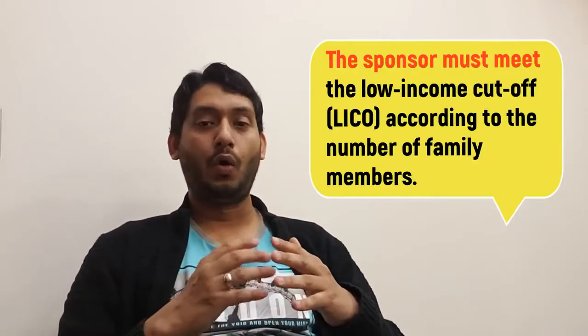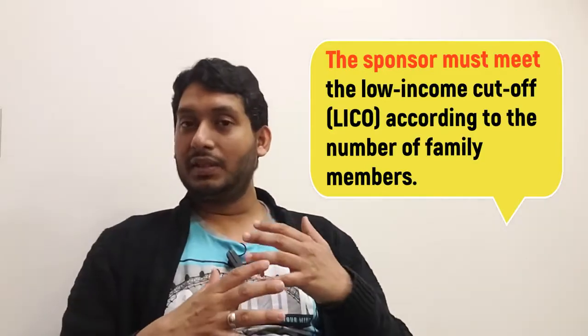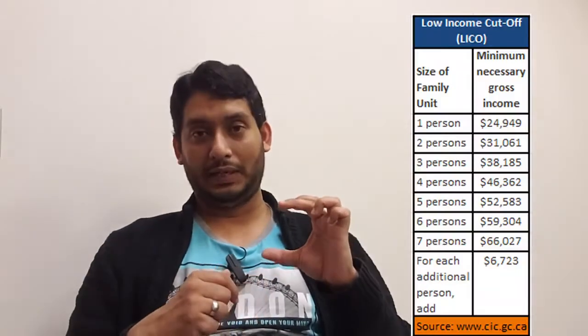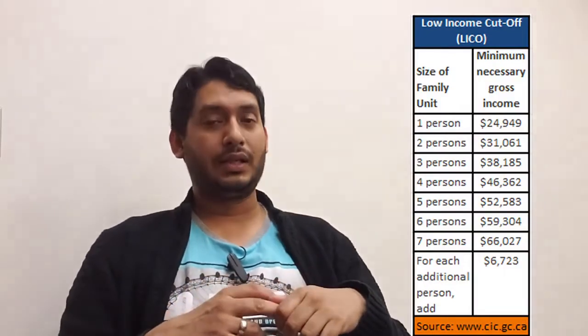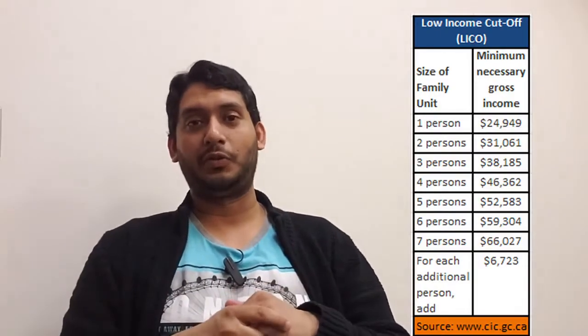Number 4 would be the sponsor has to meet the low income cutoff. That means the sponsor himself or as a whole family has to have a significant amount of income. If you can fulfill that requirement, then only you can sponsor your parent or your grandparent, whoever it is, right?